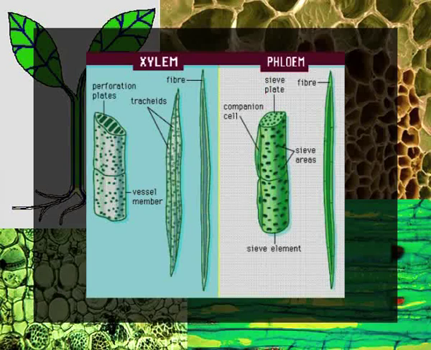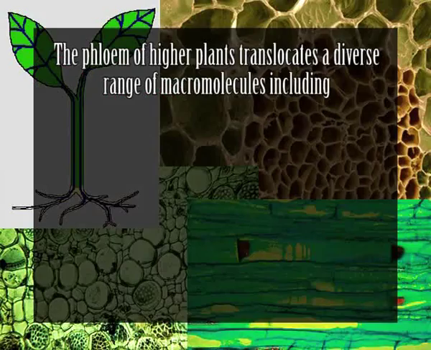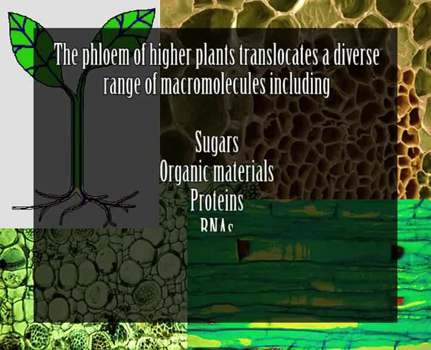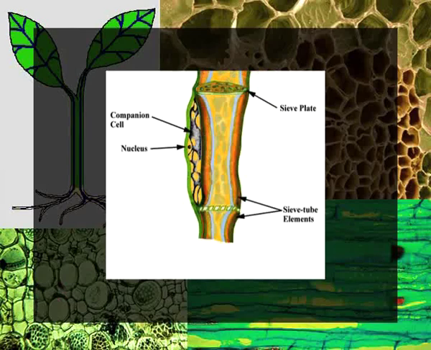In plants, the two long distance transport pathways are present, the phloem and the xylem, that extend throughout the plant body. Phloem is generally found on the outer side of both primary and secondary vascular tissues. The phloem of higher plants translocates a diverse range of macromolecules, including sugars, organic materials, proteins, RNAs, hormones, and some inorganic ions. The cells of the phloem that conduct these materials throughout the plant are called sieve elements.